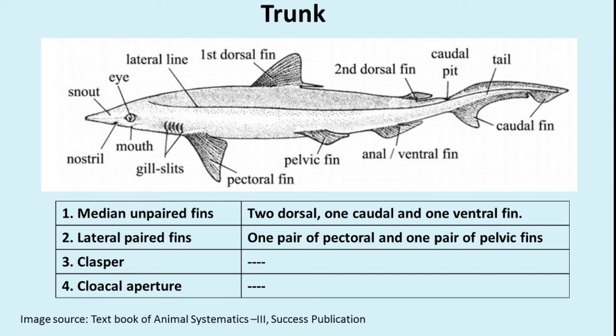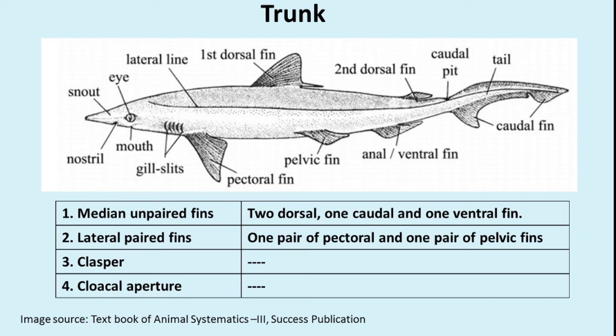Now let's talk about the median unpaired fins. The fins included in this category are 2 dorsal, 1 caudal and 1 ventral fin. The dorsal fins are triangular in outline. The anterior dorsal fin is large and is situated at about the middle region of the body. The posterior dorsal fin is comparatively small and occupies a median position between the first dorsal fin and the tip of the tail. You can visualize the names over here.